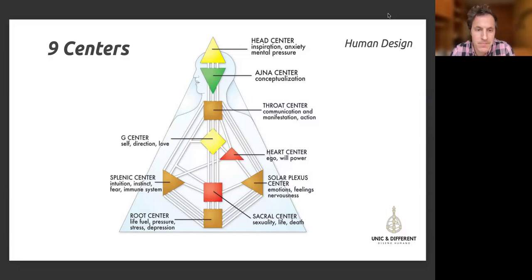Underneath, we have the G center, which is the self, the direction, also the love of ourself, the love in general to others. Then we have the heart center or the ego center, which is the ego, the willpower. Okay. And we have the spleen center, which is the intuition, the instinct, the fears, and the immune system. We have the sacral center, which is the sexuality, the life, the death.